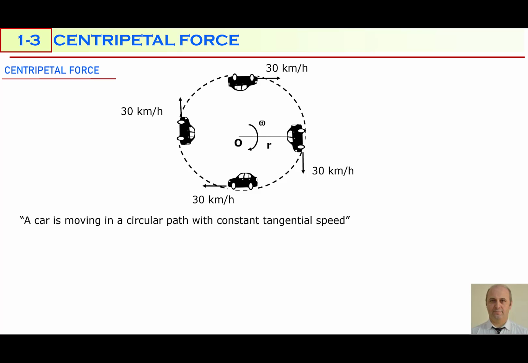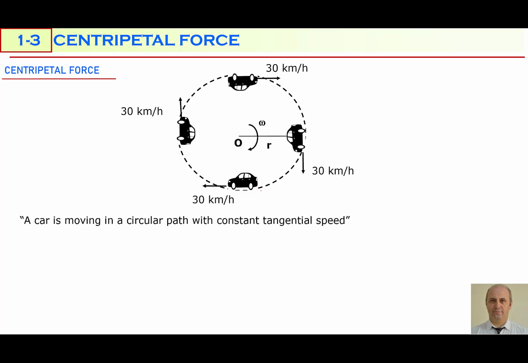Today we are going to start section 3, chapter 1, which is about the cause of circular motion. In section 2 we learned that if an object moves on a circular path, that object will experience a centripetal acceleration. And according to the second law of motion, if there is an acceleration, some force must cause this acceleration. Now in this section we are going to talk about that force, known as the centripetal force.